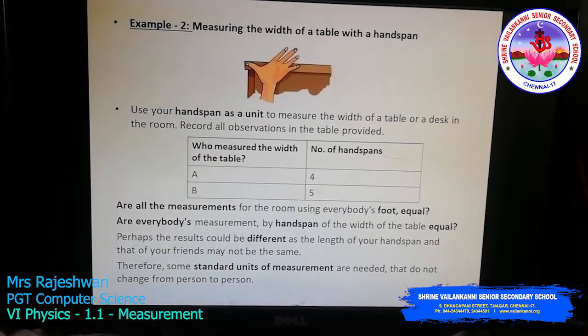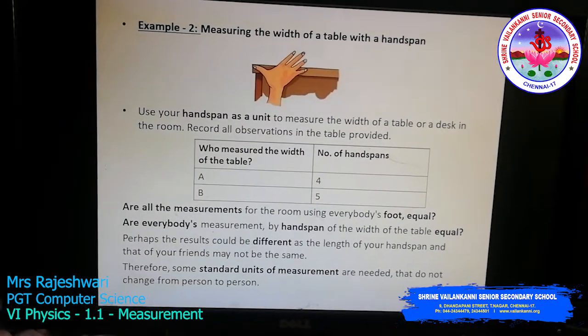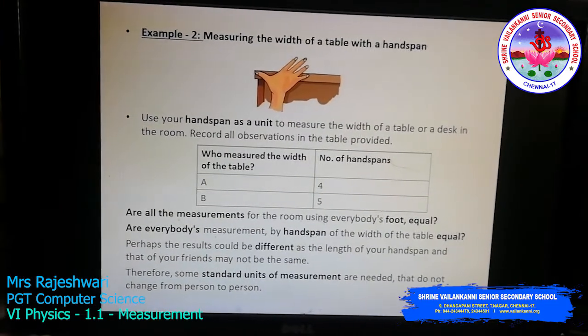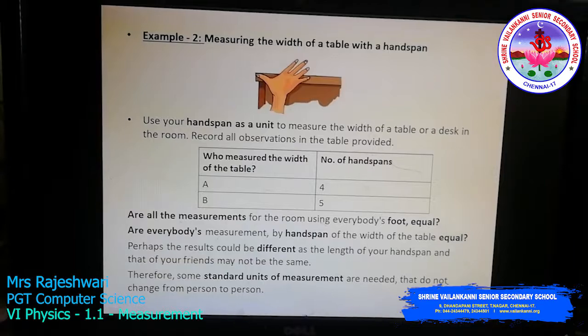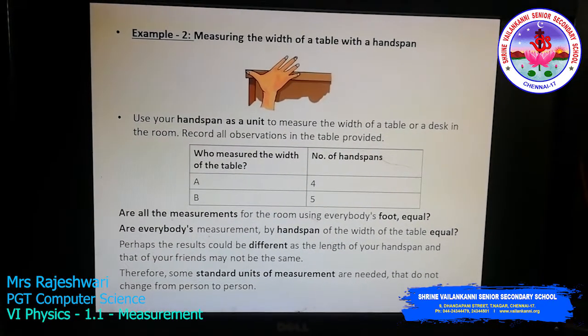Are all the measurements for the room using everybody's foot equal? No. We have recorded two different observations. For one person, we got a different set of foot lengths for the length as well as the breadth. Similarly, by using the handspan, we got a different set of measurements.